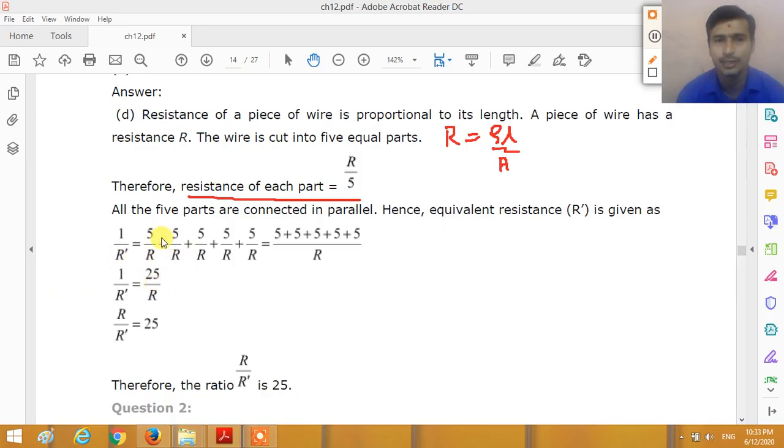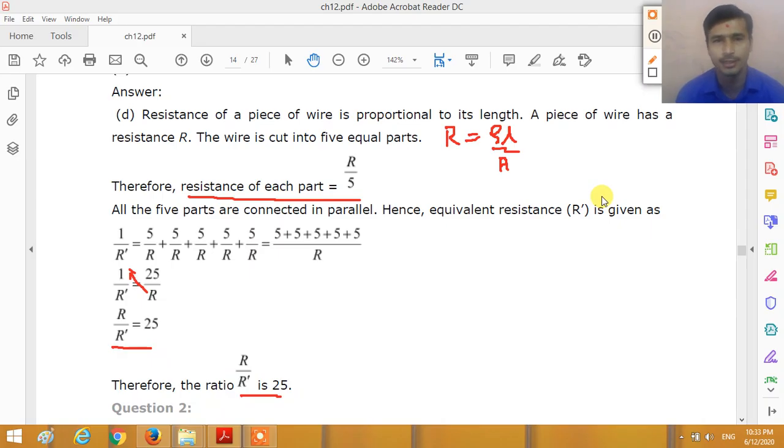So 5 divided by R, five times over, added together. We get 25 divided by R. So 1 by R dash is equal to 25 divided by R. So taking this R to the upper side, R divided by R dash, we get the answer 25. So our answer, the ratio of R divided by R dash, is equal to 25.